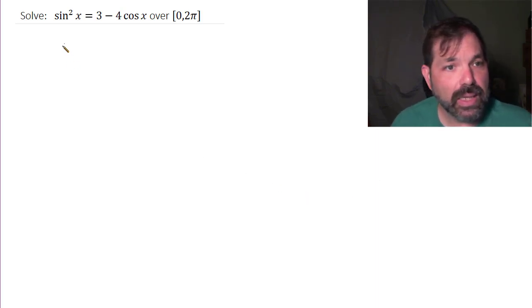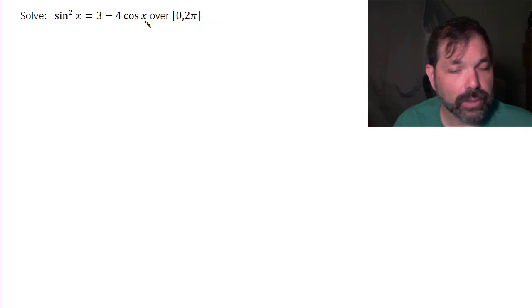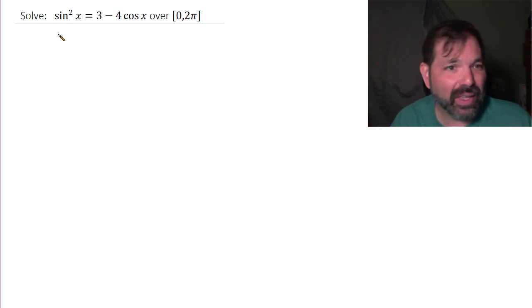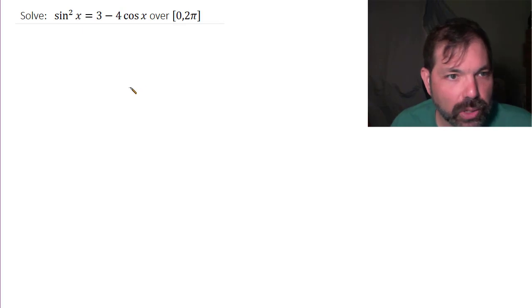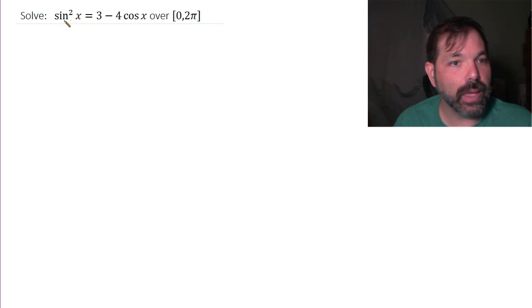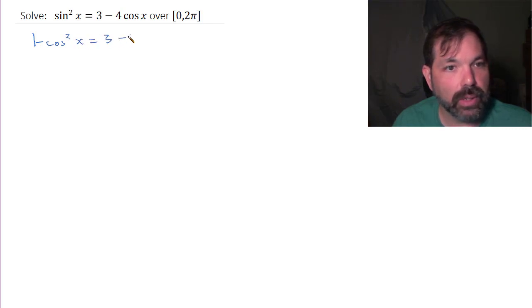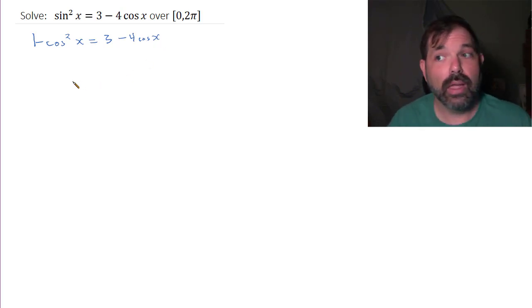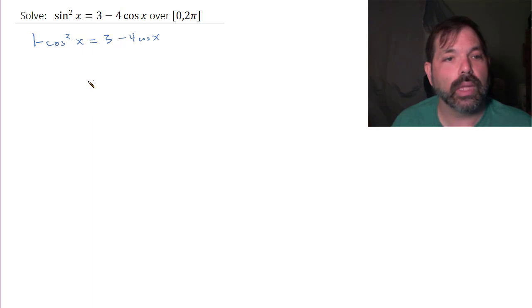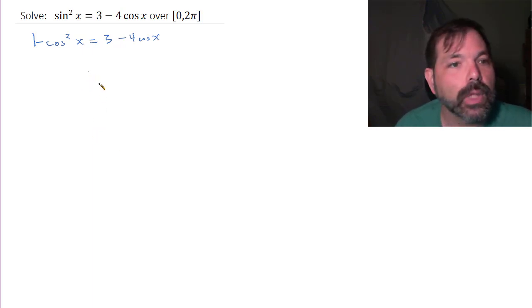Alright, so again, what I see is I have the cosine of x and I have the sine of x. And I've got sine square. I can't get this to be a simple situation directly. But I do remember that I can use the Pythagorean identity to write sine square x as 1 minus cosine square x, which is still equal to 3 minus 4 cosine x. And so now this equation is quadratic in terms of the cosine function.